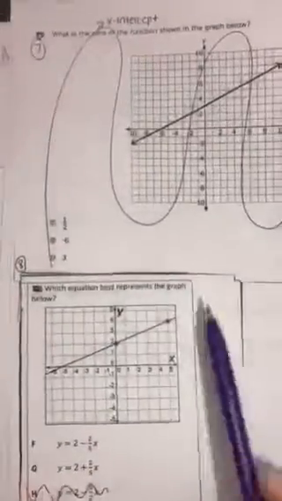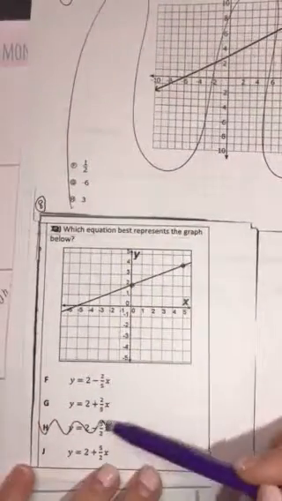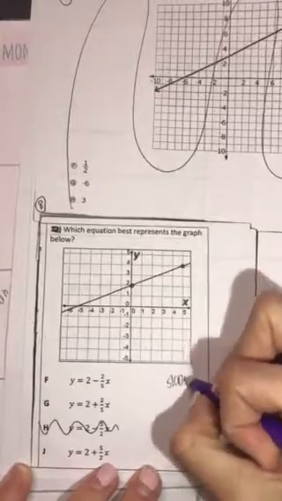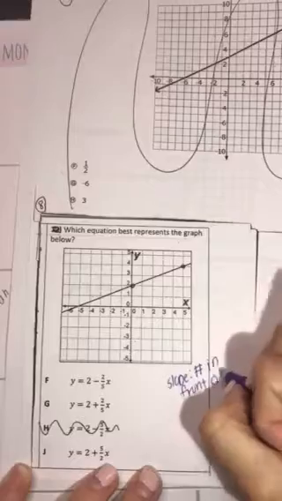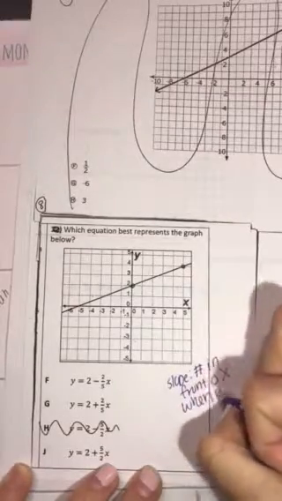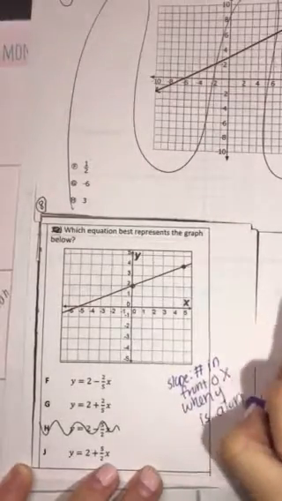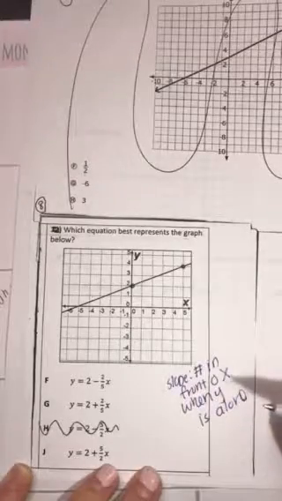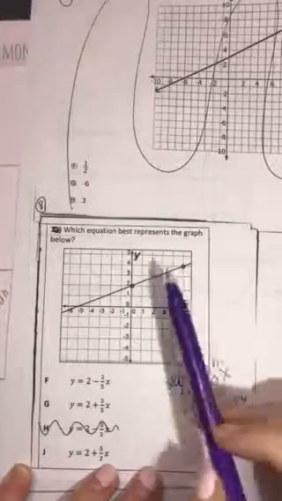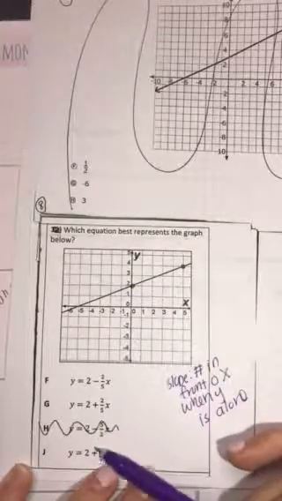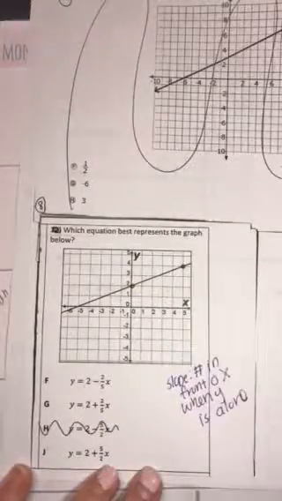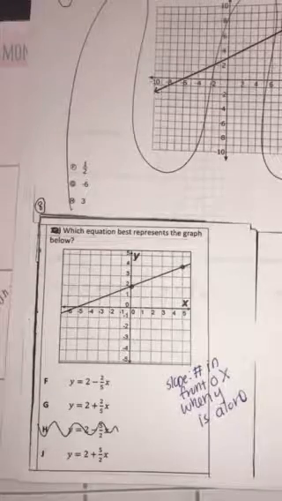Okay, the last thing is, this is the exact same thing. Remember that the slope is the number in front of x when y is alone. The other number is your y-intercept, okay? So you're going to check the y-intercepts and you're going to find the rise over the run. Which one has the same thing? All right, good luck on your quiz.